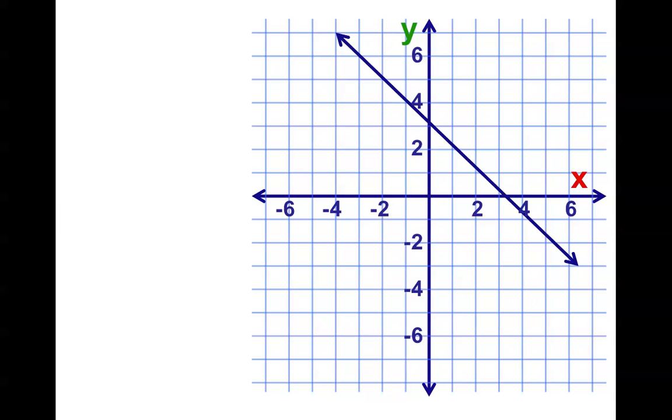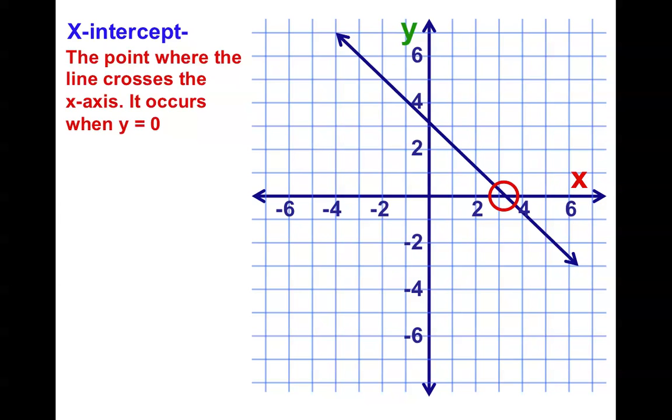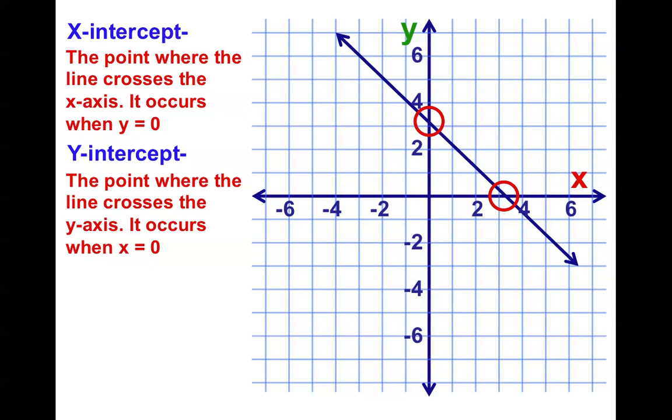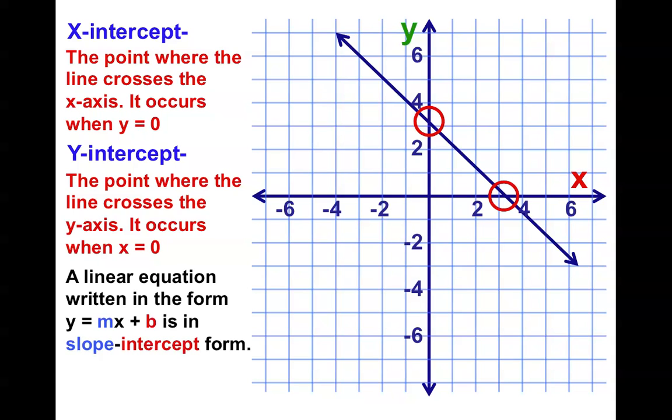So let's get some vocabulary in first. First, x-intercept. The x-intercept is where the line crosses the x-axis, and that's when y does equal 0. The y-intercept, you guessed it, it's where the line crosses the y-axis, and you'll notice that's also where x equals 0. So a linear equation that we're going to be working with is known as y equals mx plus b. It's called the slope-intercept form.